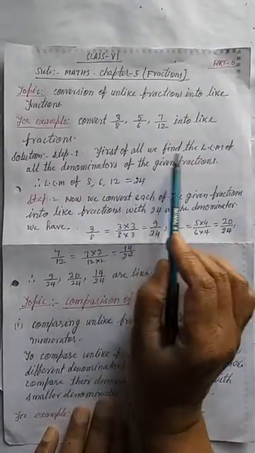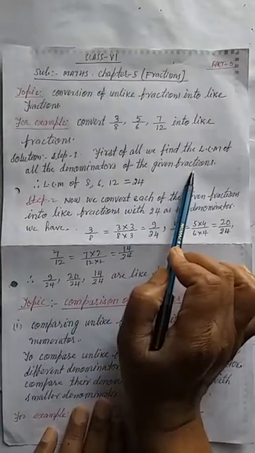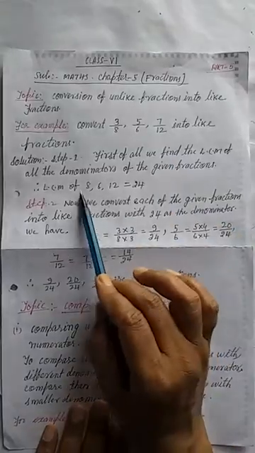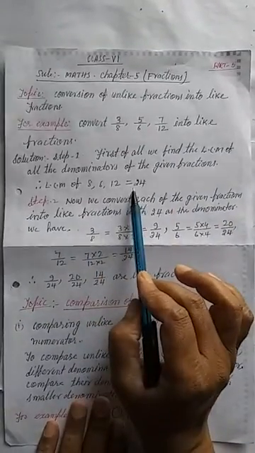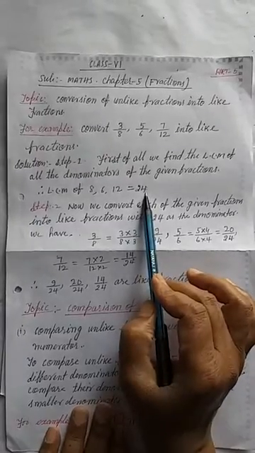First of all, we find the LCM of all the denominators of the given fractions. Here all the denominators means 8, 6 and 12. So the LCM of 8, 6 and 12 is equal to 24. You will find the LCM and you will get this answer.